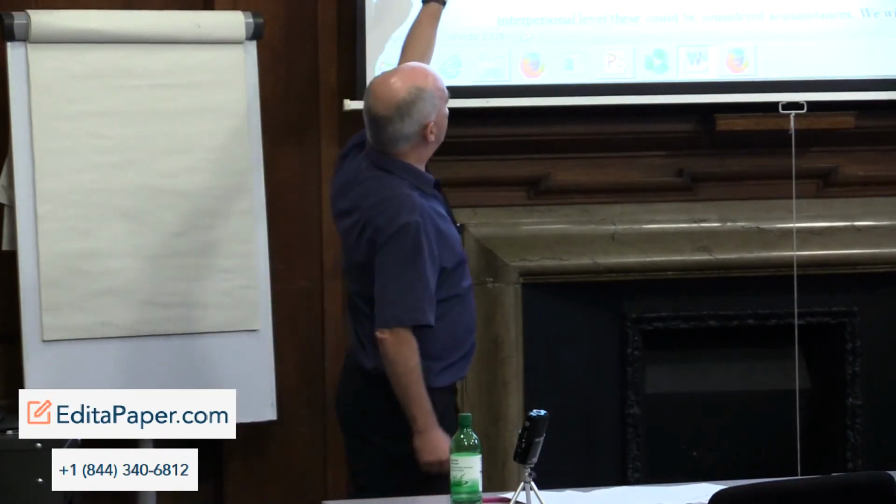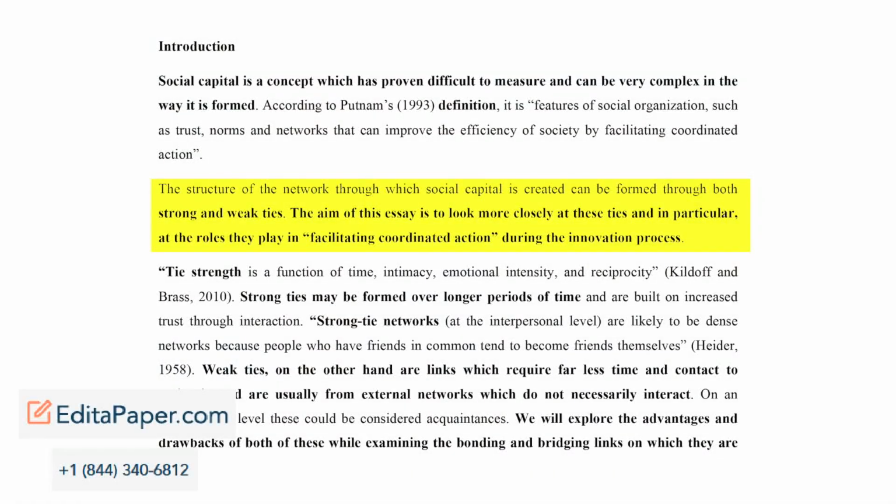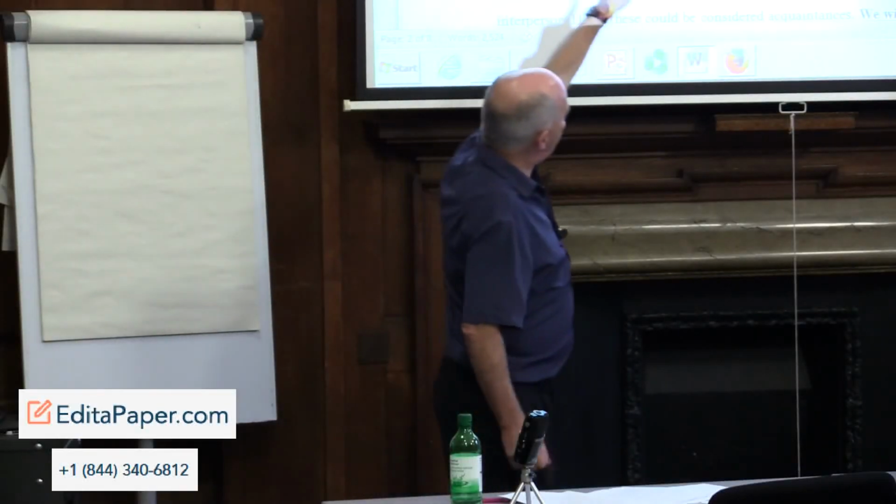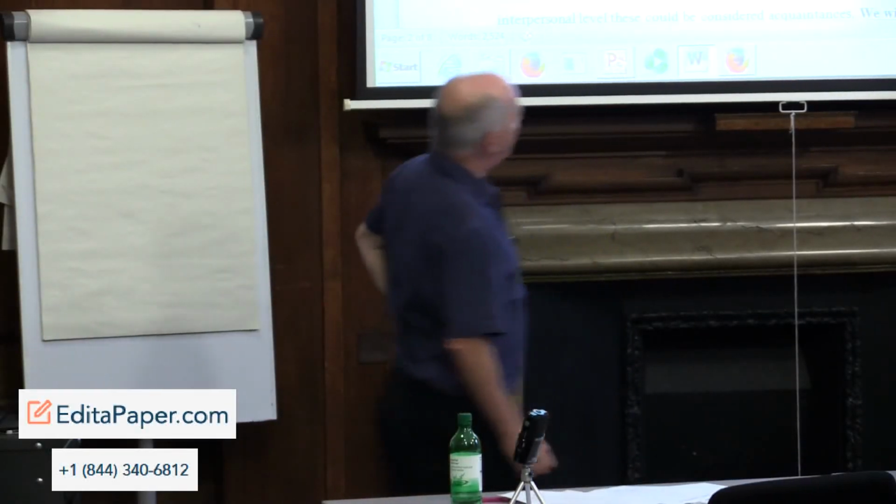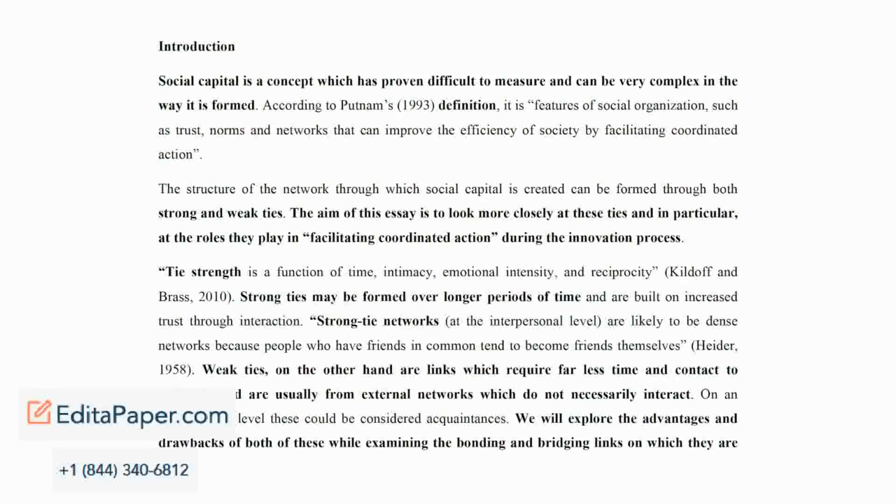It's referring to strong and weak ties. That was in the question. Okay, so we're showing to the reader, yeah, we're addressing the question. The aim of this essay is to look more closely at these ties. So it's telling the reader, this is what I'm trying to do. This is what this essay is all about. And it's addressing what was asked in the question. It's referring to strong ties, why they're important. And then it mentions weak ties. It's comparing and contrasting them there.